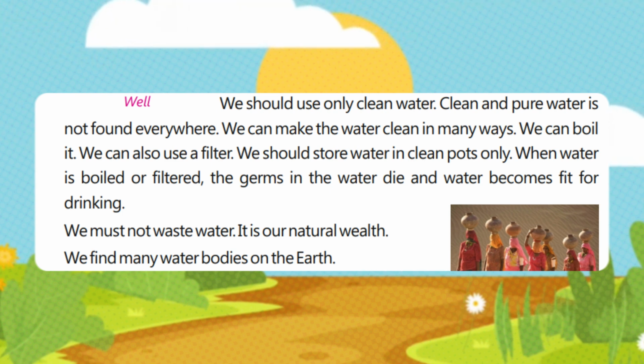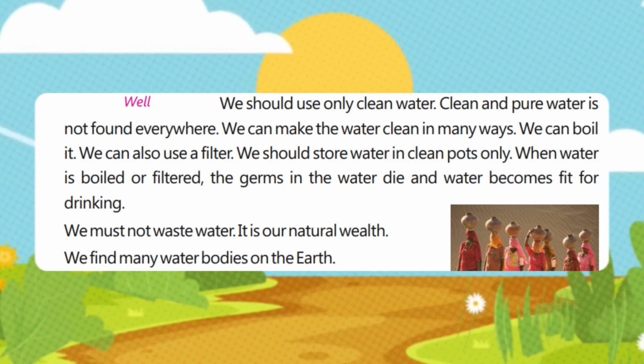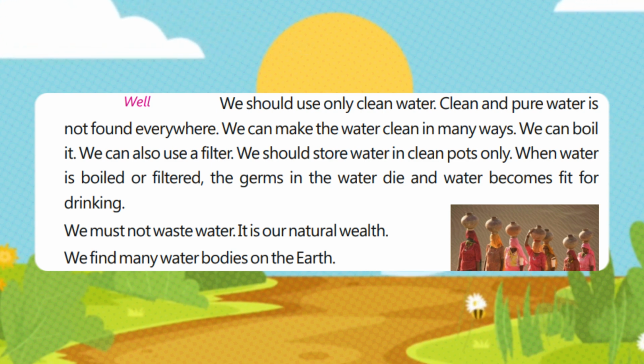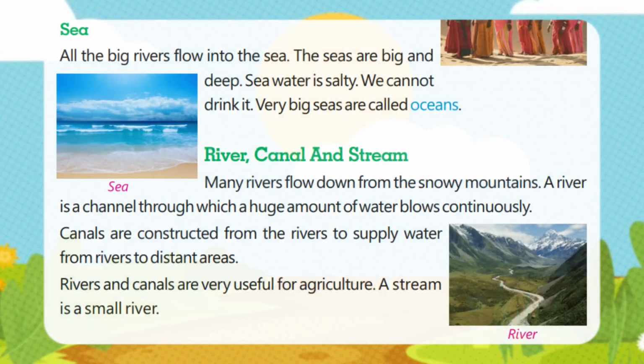We must not waste water. It is our natural wealth. We find many water bodies on the earth. Sea. All the big rivers flow into the sea. The seas are big and deep. Sea water is salty. We cannot drink it. Very big seas are called oceans.